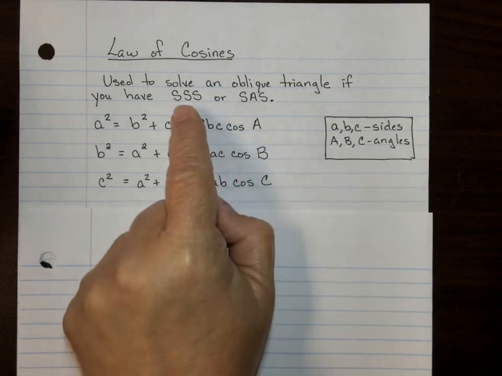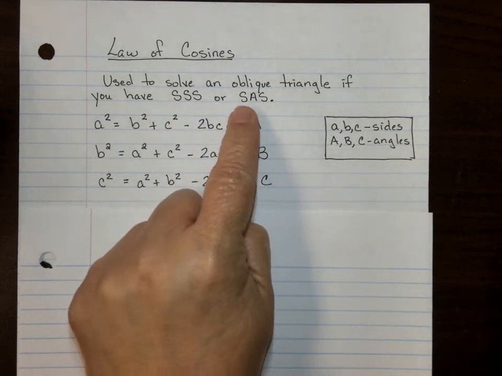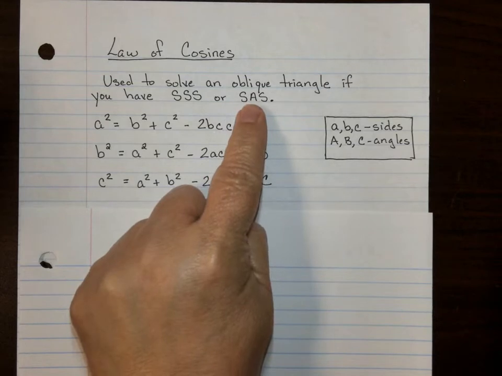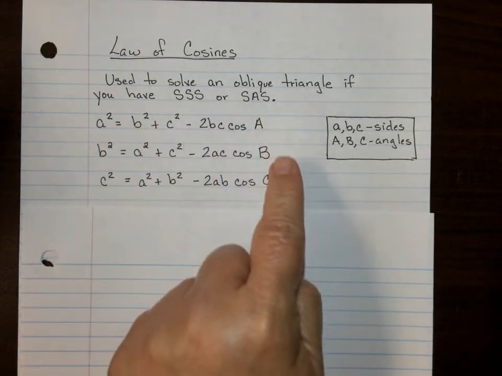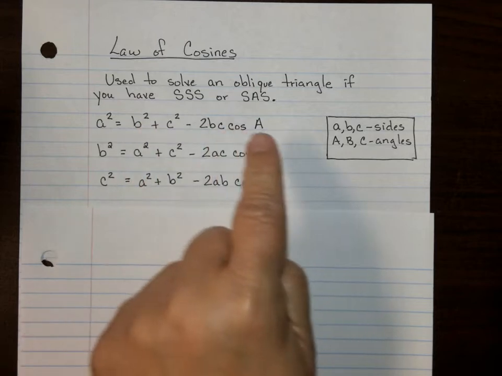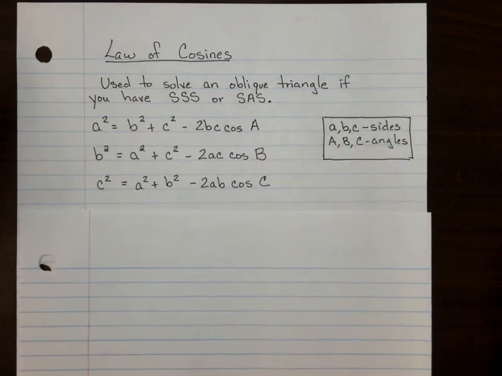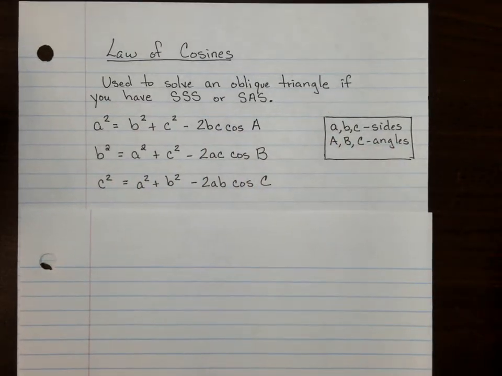If all you know is the three sides, or the two sides and the included angle, law of sines is not going to work for those. You don't have the right pieces of information. So then we have this, which is law of cosines. It consists of three different equations. Let me just give you a moment to copy that down.